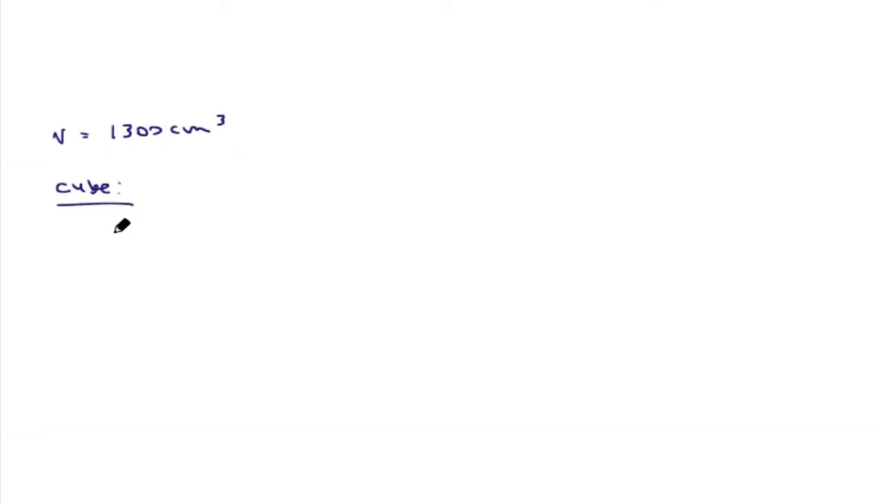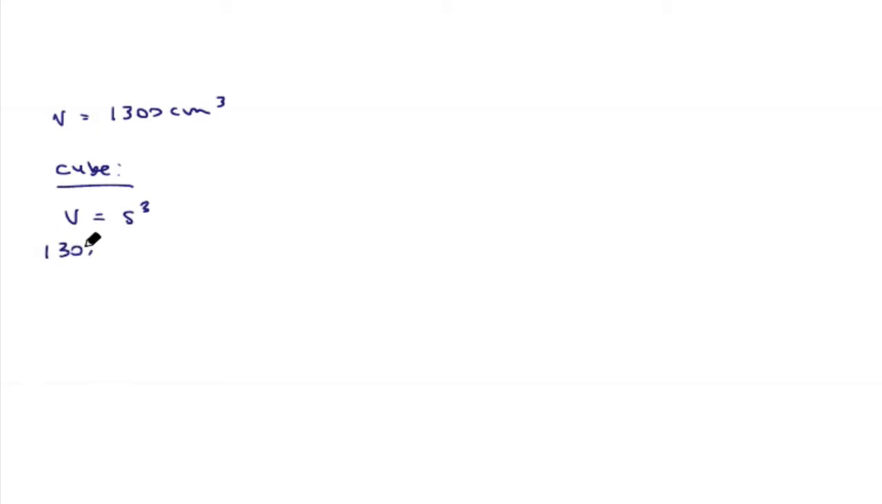In our cube, the volume is given by s cubed. So if the volume is equal to 1,300, we can now solve for the side length. It's going to be the cubic root of 1,300, and we get the side length to be approximately 10.91.